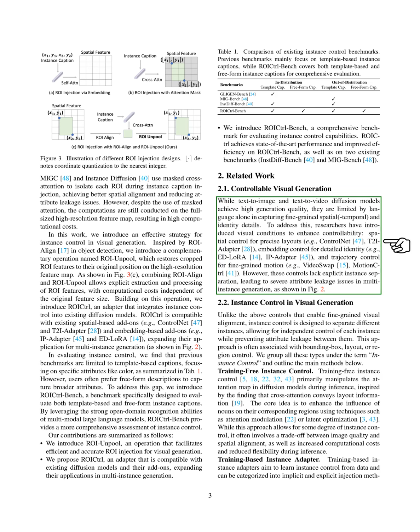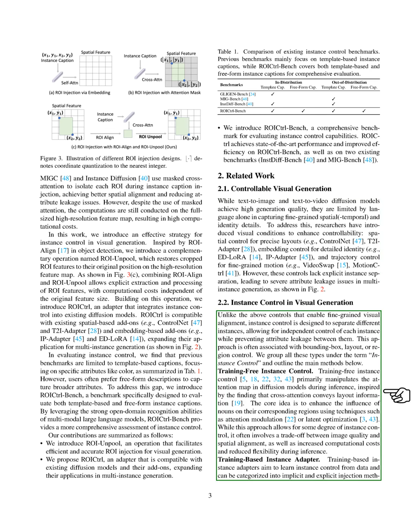Section: Instance control in visual generation. In this section, we discuss instance control in visual generation. Unlike other controls that focus on precise visual alignment, instance control allows us to manage different instances independently, preventing any overlap of attributes between them. This method is often linked to bounding box, layout, or region control, which we collectively refer to as instance control. We begin with training-free instance control, which adjusts the attention map in diffusion models during inference.